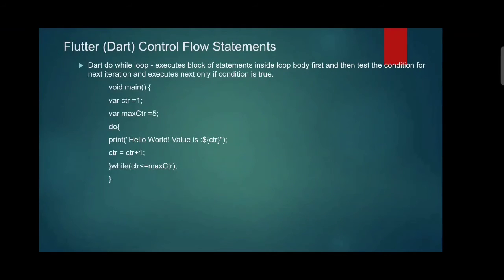Here, we have initialized CTR and max CTR to 1 and 5 respectively. In the next statement, we have the loop body inside a pair of curly brackets. After the do keyword, the statements inside the loop body are executed first, then control is passed to the condition CTR less than or equal to max CTR, provided along with the while keyword for the next iteration. If the test condition returns true, then control is passed again to the loop body for the next iteration. If the condition results in false, then the loop is terminated and control is transferred to the next statement. Inside the loop body, we have incremented the CTR value by 1 for each iteration.